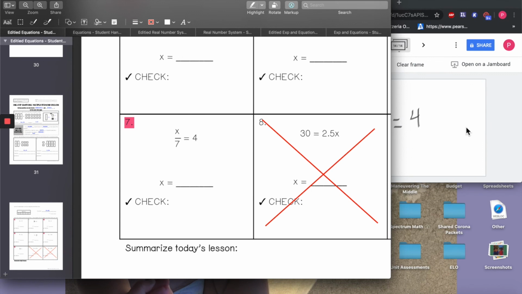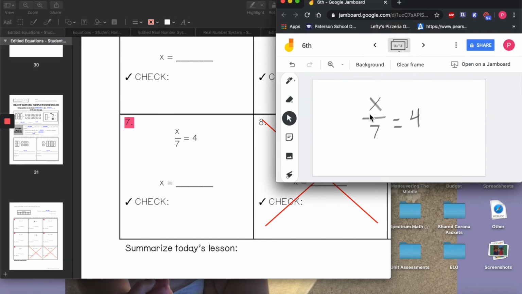Alright, one of the last examples I'm going to do with you here today is number 7. Alright, we have x divided by 7 equals 4. So I want to start with the side with my variable on it. I can see division is what's being done. I have to do the opposite to get x all by itself. So I want to use its reciprocal. So I'm going to multiply what's there by its reciprocal.